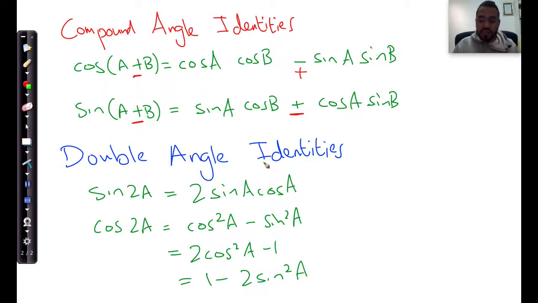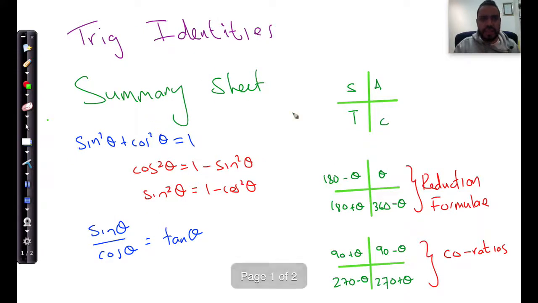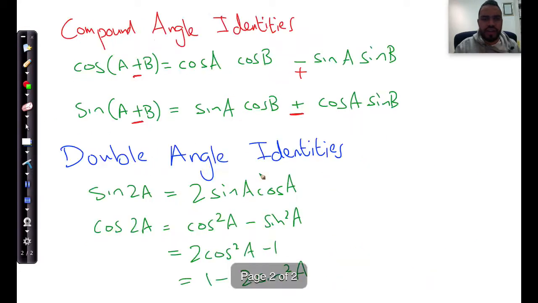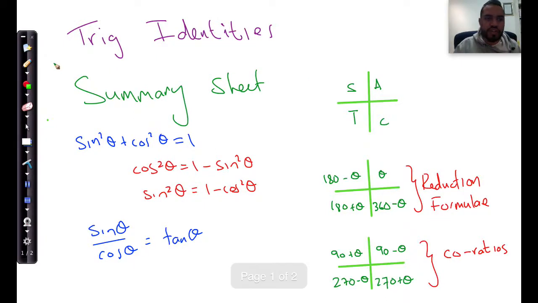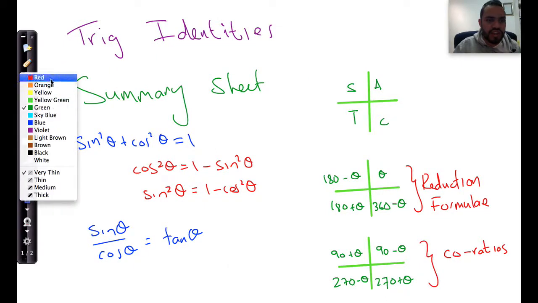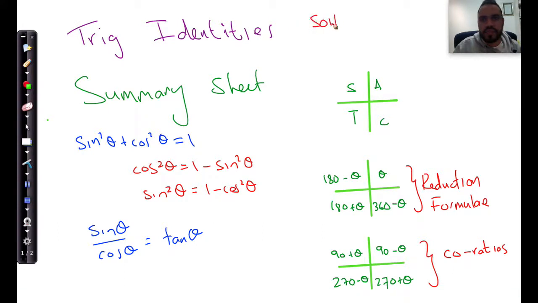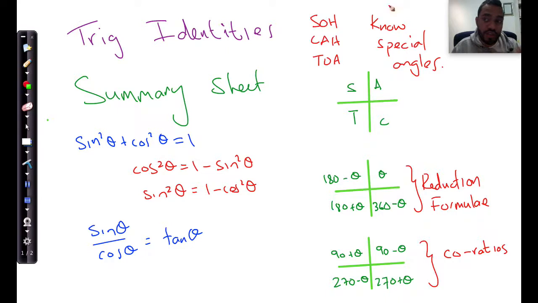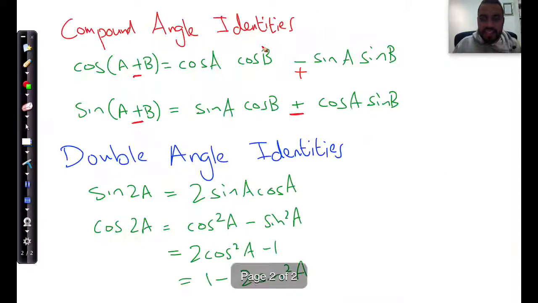So using the summary sheet, I've got ASTC, I've got the reduction formulae, and I've got the co-ratios. I then have the compound and double angle identities, and of course the basic identities that you should already be familiar with on the summary sheet, which is SOHCAHTOA. And you should also know your special angles. So that's not something I'm going to put on the sheet right now. And if you don't know them, you should add them to your sheet and you will work from them. So this is just a recap on the summary sheet, and then we're going to go into example 1.